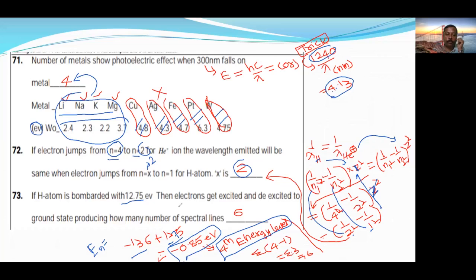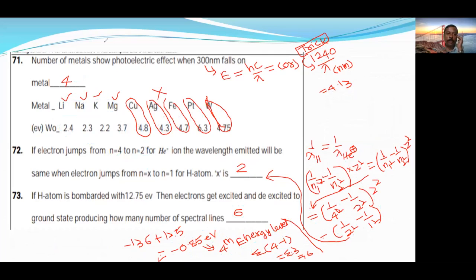So when it falls from the fourth energy level to the first energy level, this is a shortcut I have told you: sigma n2 minus n1, de-excited to ground state, fourth to first energy level, sigma 3. Sigma 3 means 3 plus 2 plus 1. Therefore 6 spectral lines will be generated. How many spectral lines? 6 spectral lines. I think all of you understood now.